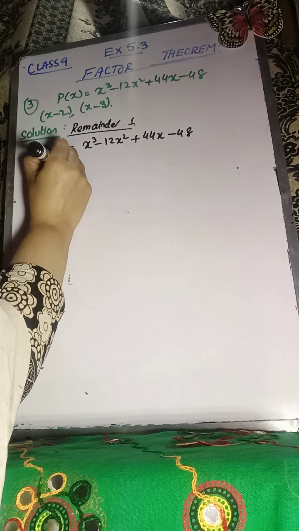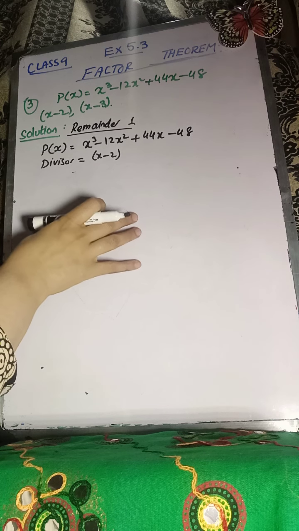Remainder in the first case, when polynomial p of x, x cube minus 12x square, is divided by the divisor x minus 2, and we have to check whether this is a factor of this polynomial or not. So we are going to find the remainder. If the remainder is equal to 0, then it means that this divisor will be a factor of this polynomial.